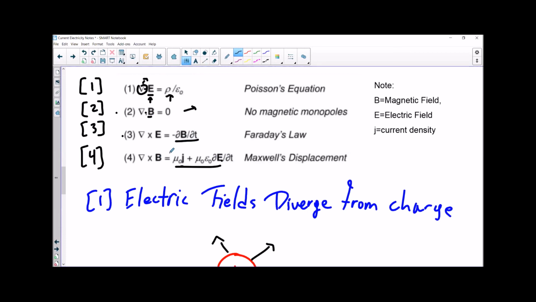Oftentimes, physics is known for its jokesters and its memes. You'll see T-shirts or mugs, and there's a really popular one that says, "And God said," and then there are these 4 equations, and then there was light, because these 4 equations give rise to the theory of how light works, which we're going to learn about in our next unit, as well as all the properties of electromagnetic radiation.